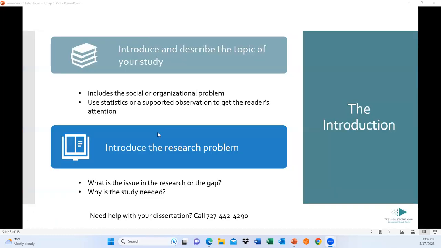Okay, so the introduction. If you take each section one at a time, you should be okay, rather than thinking of it all as a total chapter that you have to get down all at one time. Take each section and do what's required for each section, because they build on one another.